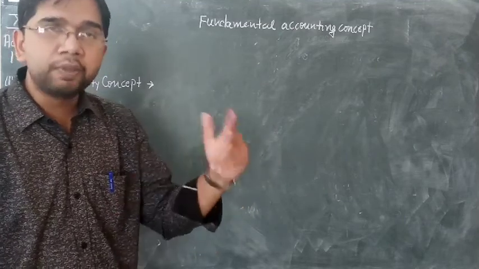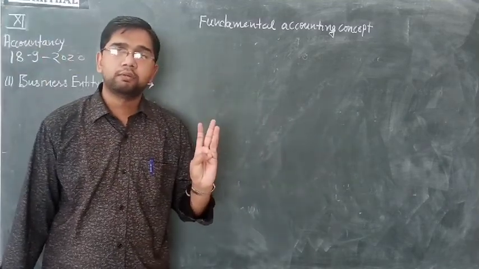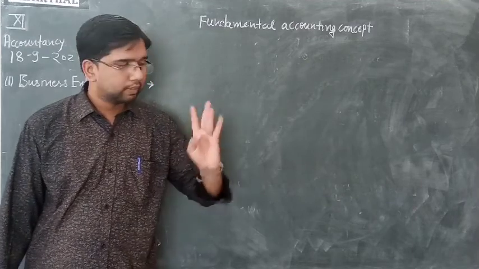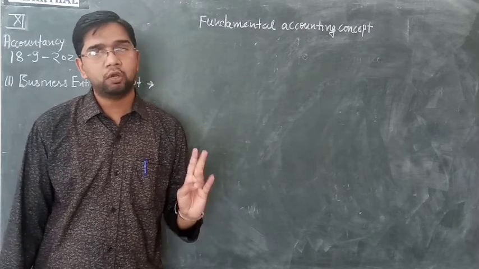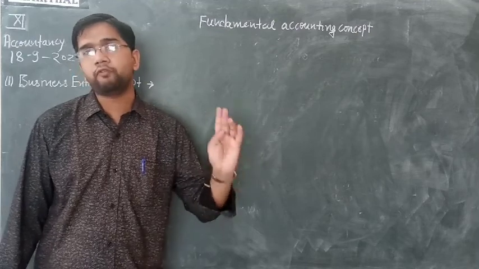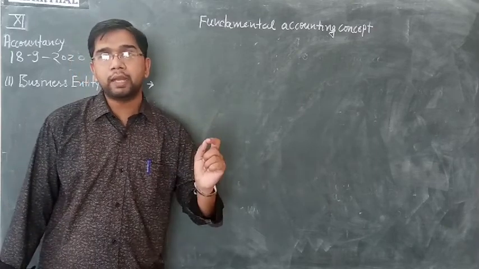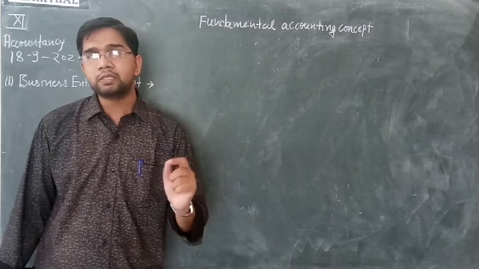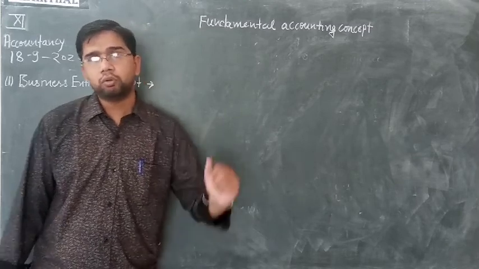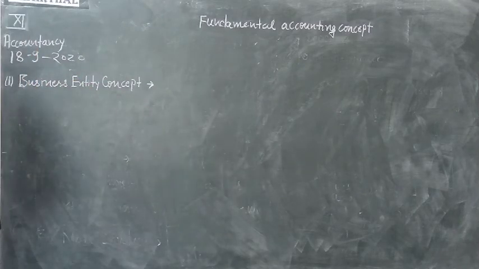Businessman and business enterprise are separate. For example, a company is an artificial person. Second, a partnership firm. Third, a sole proprietorship. These three forms are treated as separate entities. Clear? As per this concept, business is treated as a unit separate from its owner.